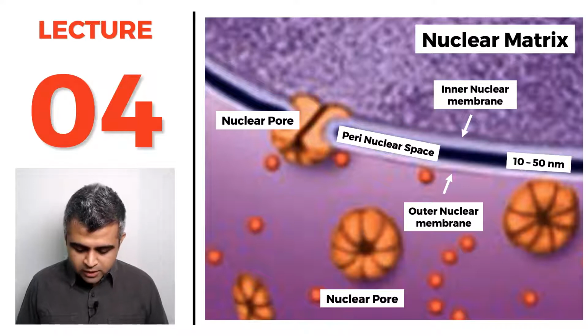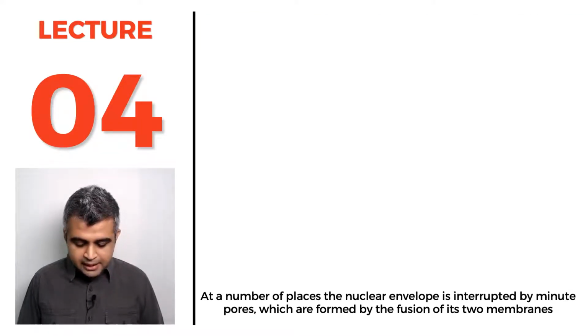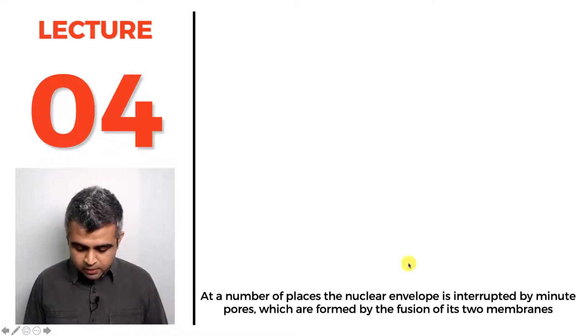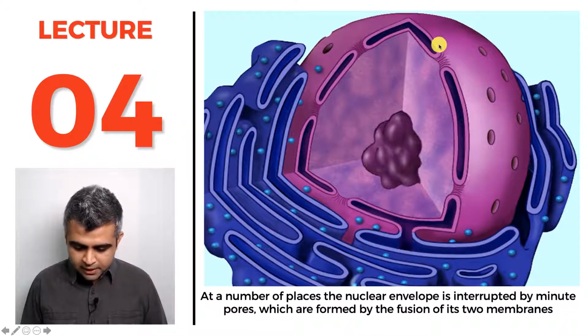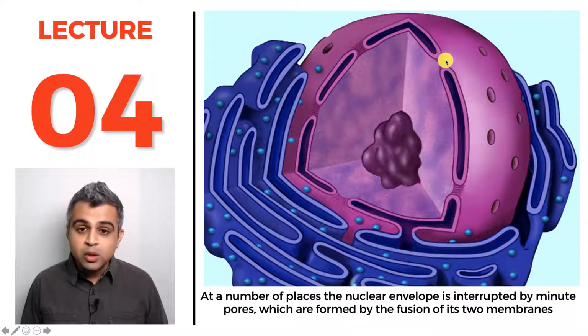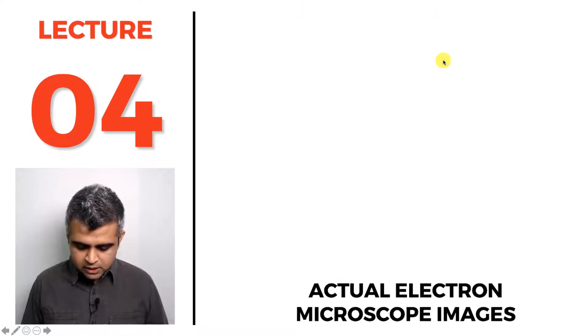We also saw a line in NCERT which stated that at a number of places the nuclear envelope is interrupted by minute pores which are formed by the fusion of its two membranes. To explain this, I had shown you this diagram. I hope you remember that at places where you have the nuclear pores, the two membranes join. And the newer view is that right here you also have a lot of other proteins called the pore complex or the pore proteins. That is what you see in the previous picture.